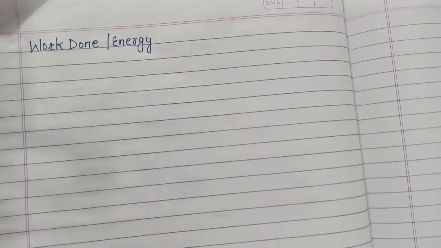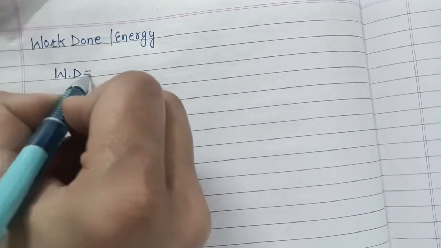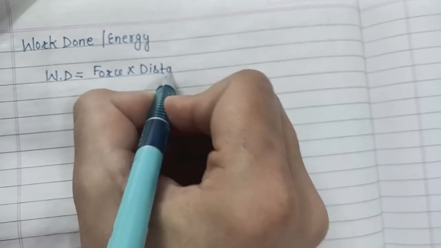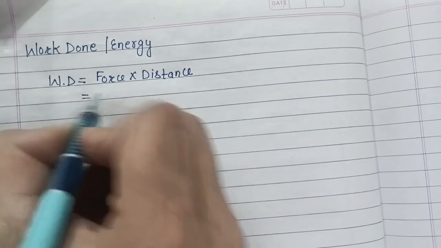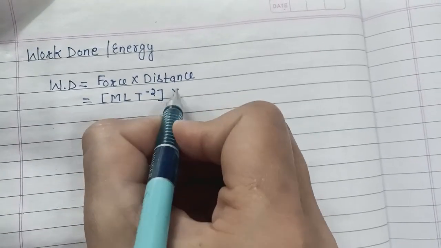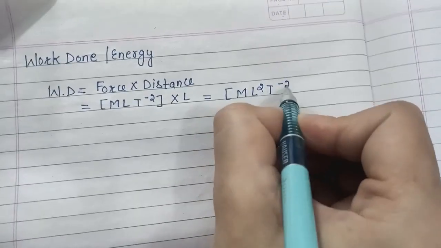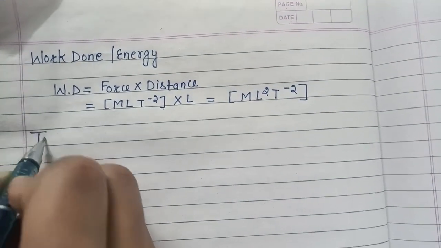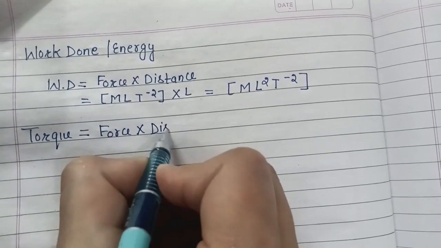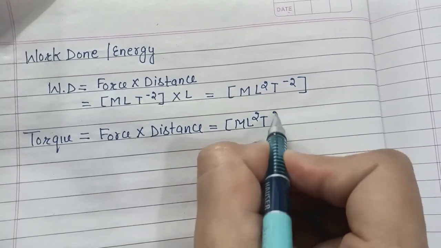Next we find work done and energy. We know that both are the same quantities. So work done will be equal to force into distance. We already calculated the dimensional formula for force is MLT^-2, and we know that the symbol for distance is L, so it will become ML^2T^-2. The next we are going to calculate is torque. It will be equal to force into distance, so it is the same as the work done, ML^2T^-2.